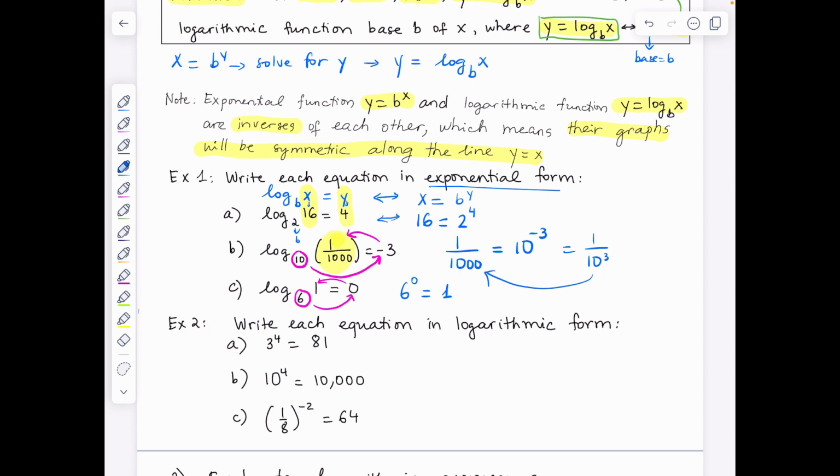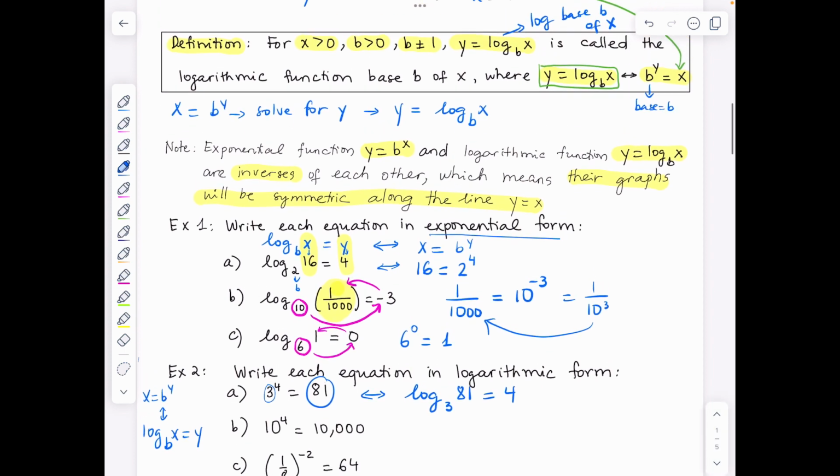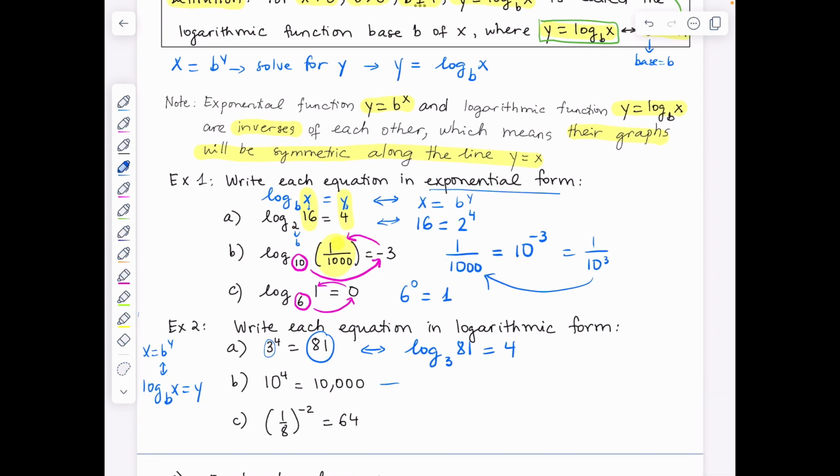Example 2. Write each equation in logarithmic form. So this is the opposite. x equals b to the y is given, and we need to convert it to the logarithmic form. So we're going to start with log. What is the base? The base here is 3. And the output of the original function will become the input in the log function, and that is equal to the exponent 4. Example B, this will be log base 10, the base here, of 10,000. That will equal 4.